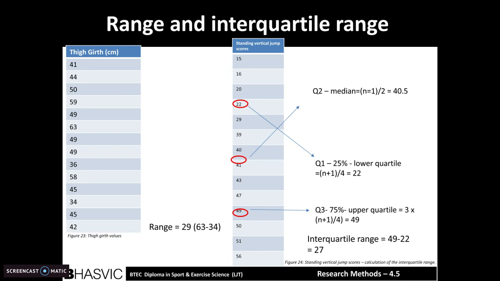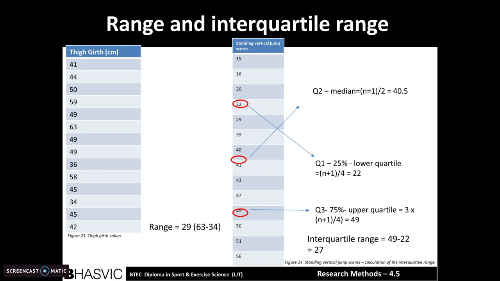In this example, that would be 40.5, as the 7th value is 40 and the 8th value is 41. So halfway between is 40.5. Or you add the 7th and 8th value together, which equals 81, then divide that by 2, and it gives you 40.5. Next, to find the position of the lower quartile, you take the number of participants plus 1 and then divide by 4. In my example, there are 14 participants, plus 1 to give 15, and then divide 15 by 4, which equals 3.75. So that is the position of the lower quartile.